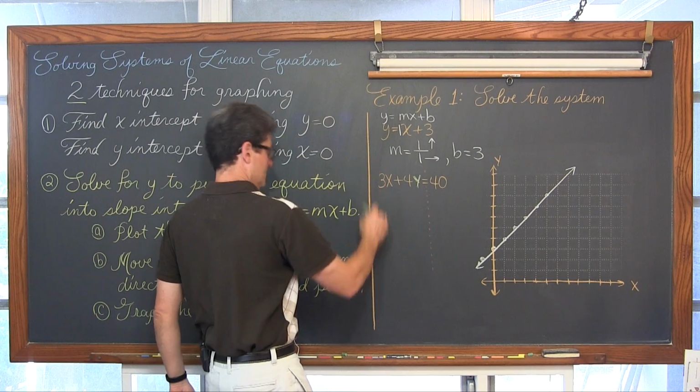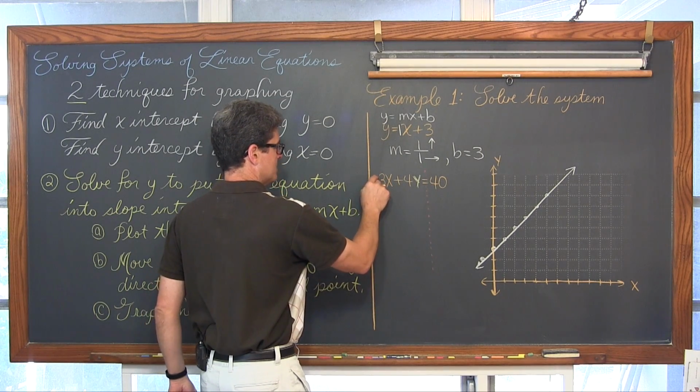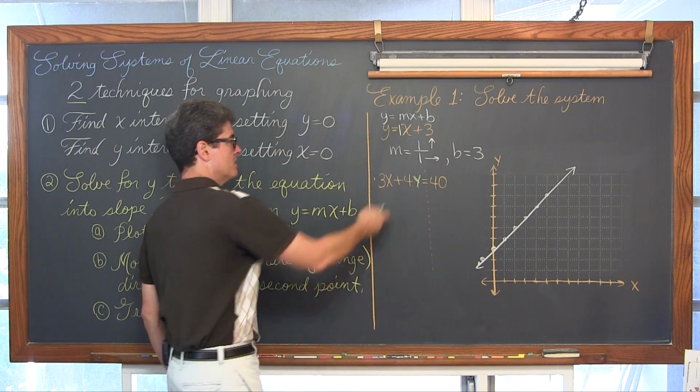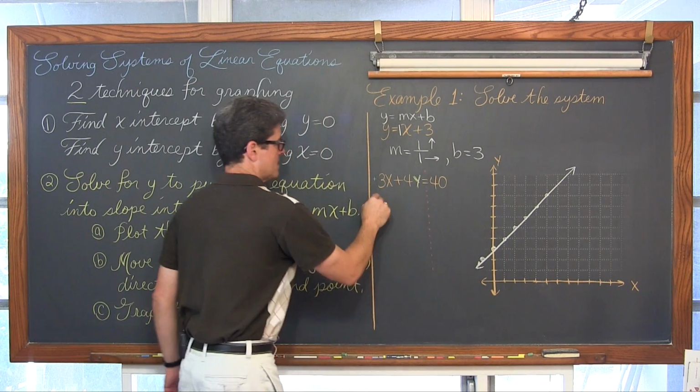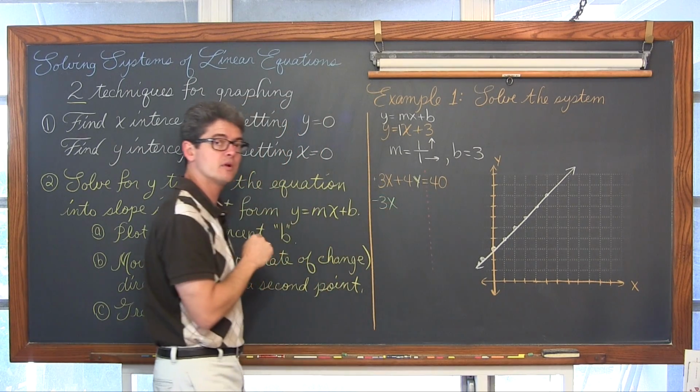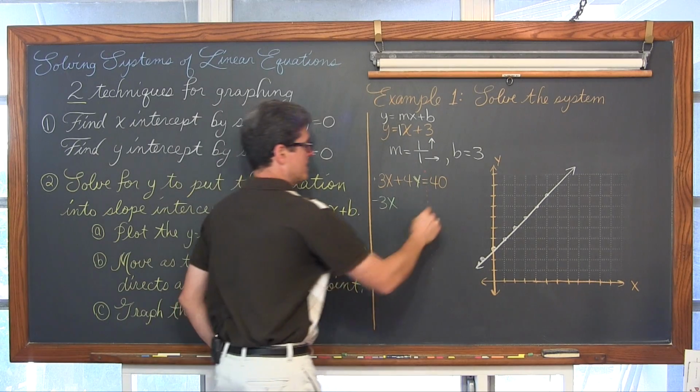Over here we have an addition or a positive 3x. We're going to move that entire term over to the left-hand side by applying the inverse math operation, and the inverse of addition is subtraction.